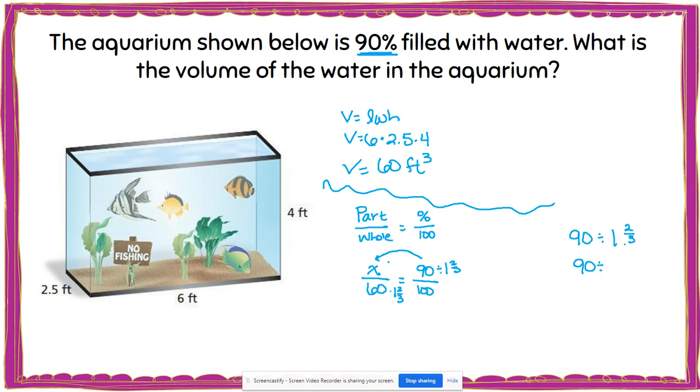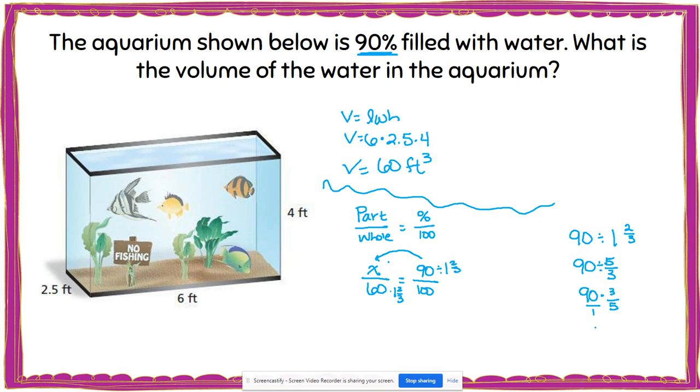So to make 1 2/3 into an improper fraction, I'm going to multiply 3 times 1, which is 3. 3 plus 2 is 5. So this says 90 divided by 5/3. Now I'm going to multiply by the reciprocal. So I'm going to multiply 90 by the reciprocal of 5/3, which is 3/5. When I'm multiplying this and I have a whole number, I can put 90 over 1 so that I can solve this. Then I'll multiply straight across.